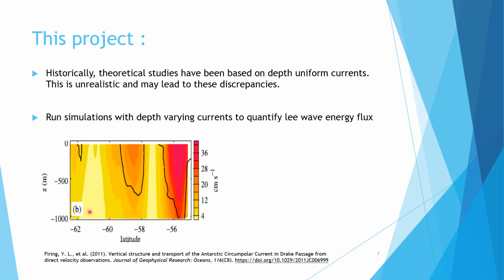So this leads us to the hypothesis that assuming depth uniform currents is incorrect, and this may lead to the discrepancies that we observe between theory and observation. To test this, I will run numerical simulations with differing currents and quantify the energy flux. Then I will compare these results to observation to see if a more complicated velocity profile leads to a better prediction.